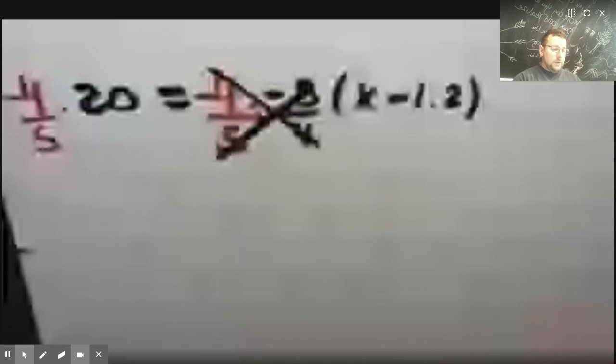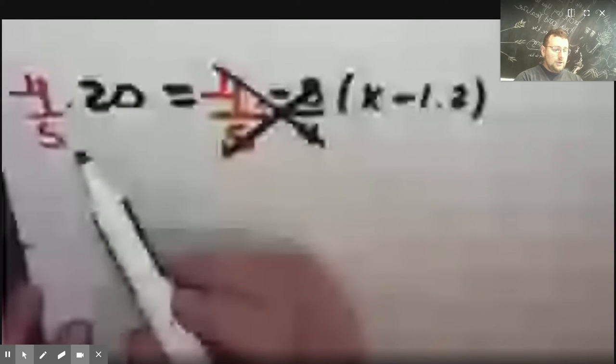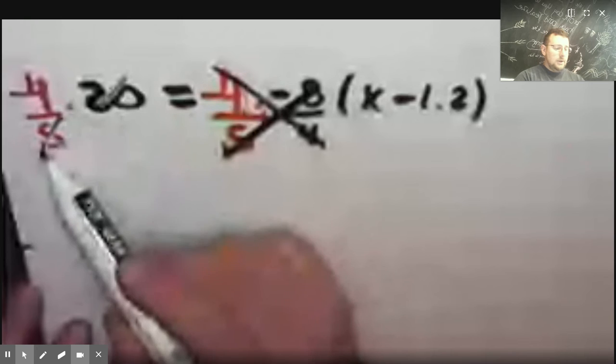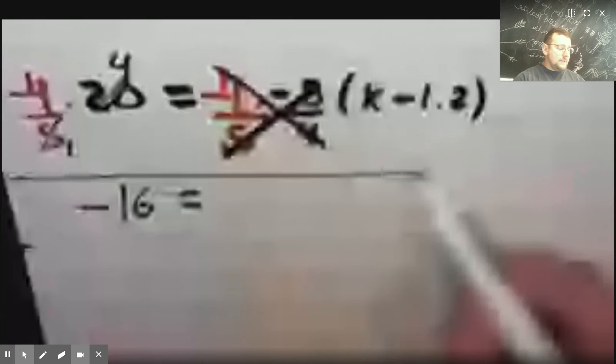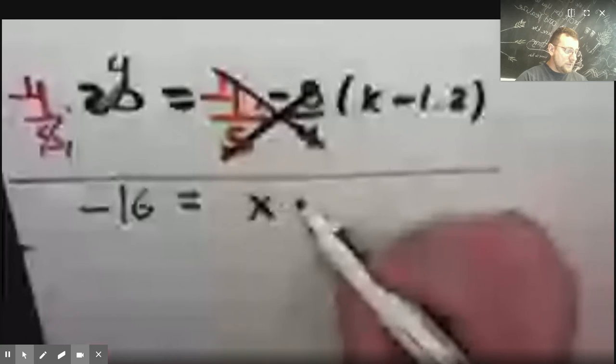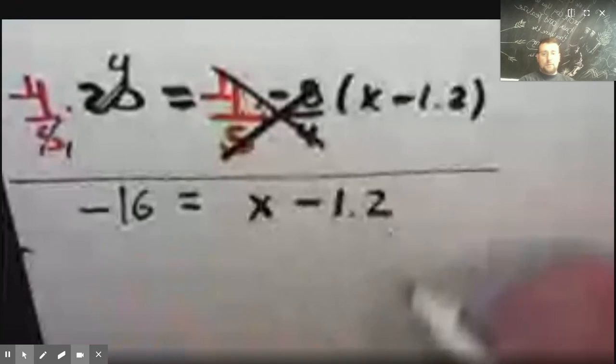And then I have to operate on the other side, right? 20 divided by 5, that's 4, right? And then negative 4 times 4 is negative 16. So now I have my answer for the left side. And then on the right side, I got rid of everything except the stuff that was in the parentheses. So I still have the x minus 1.2.